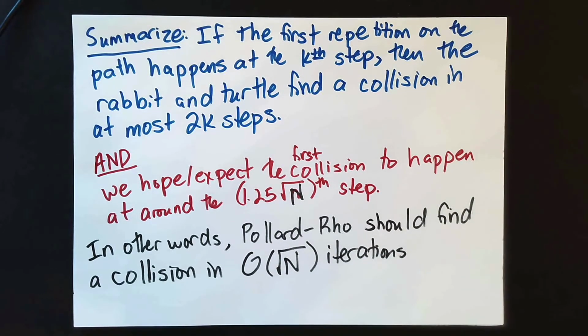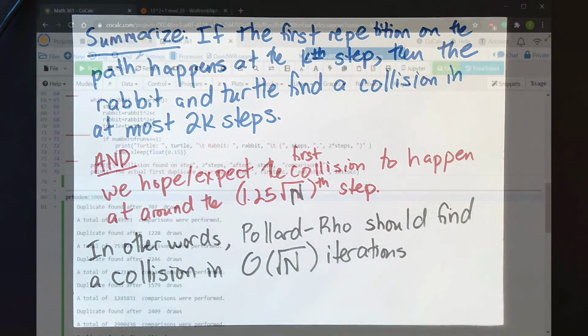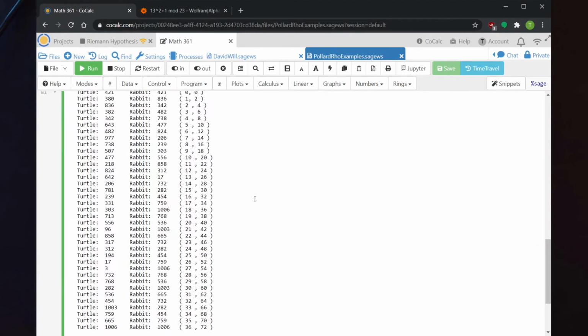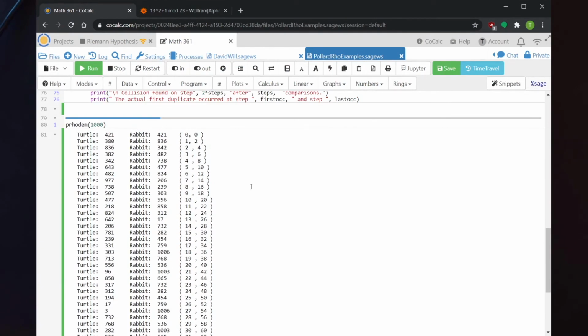Now, in hopes of making that clearer, let me try and have Sage run a demonstration of this for you. So we have a path, and over on the right, I am recording what step of the path the turtle is on and the rabbit is on, and what number they're looking at. So you can see they happen to both start at 421. Remember, the turtle and the rabbit are always going to start in the same place.